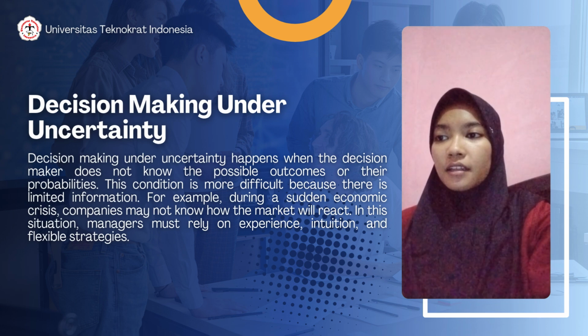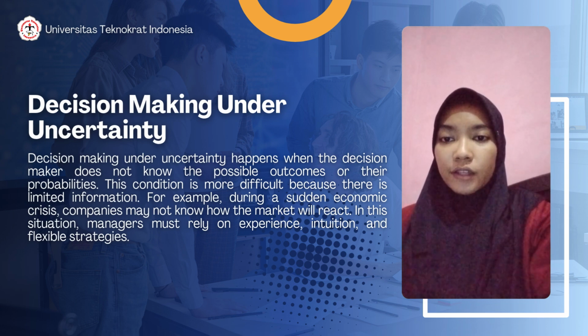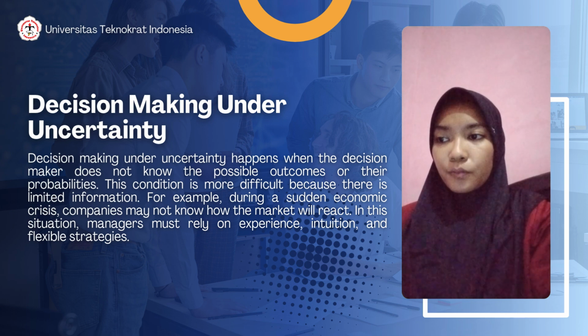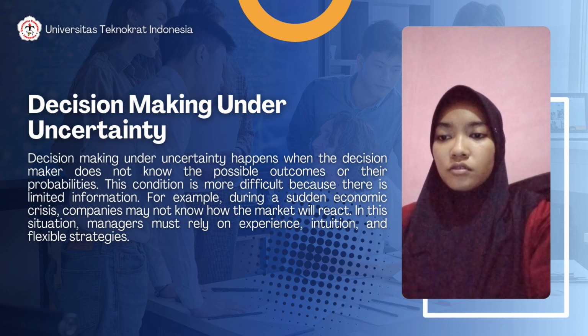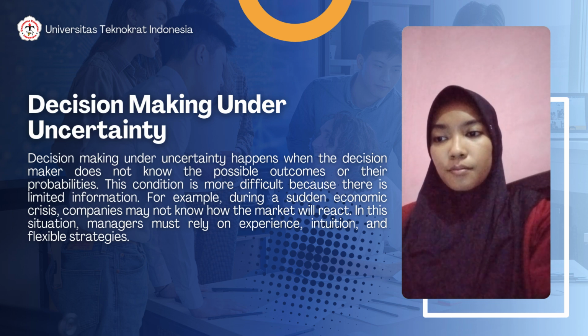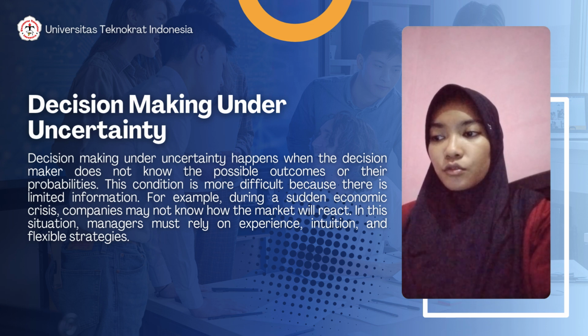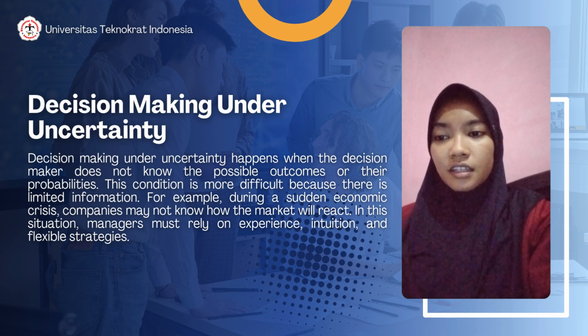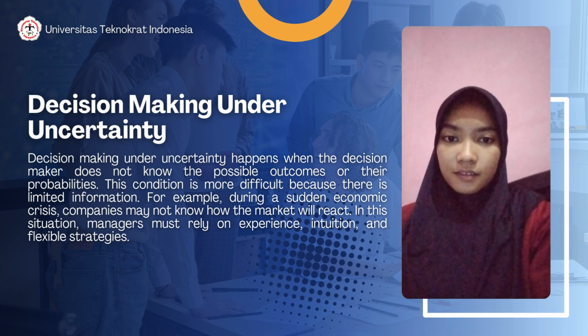Next, decision making under uncertainty. Decision making under uncertainty happens when the decision maker does not know the possible outcomes or their probabilities. This condition is more difficult because there is limited information. For example, during a sudden economic crisis, companies may not know how the market will react. In this situation, managers must rely on experience, intuition, and flexible strategy.